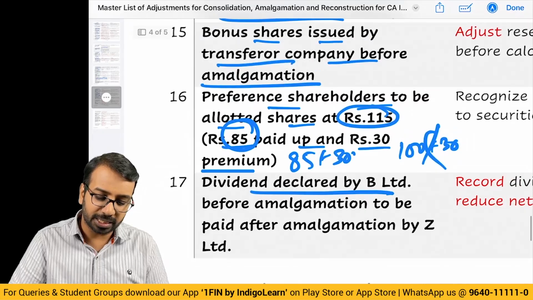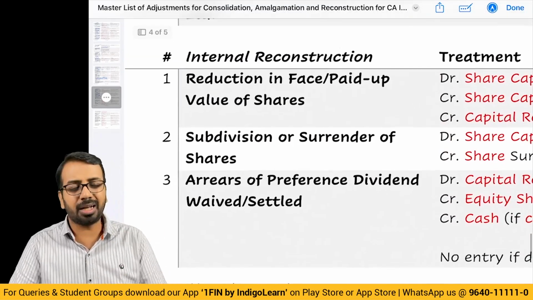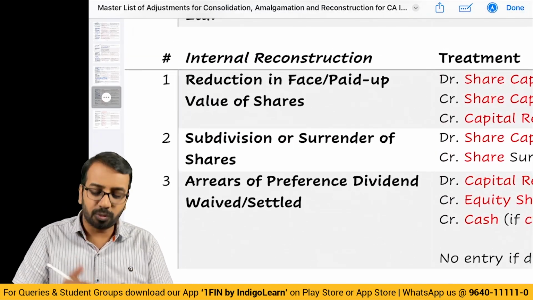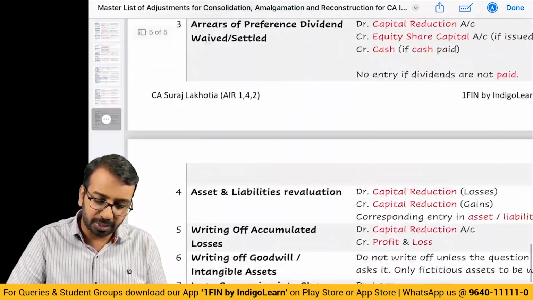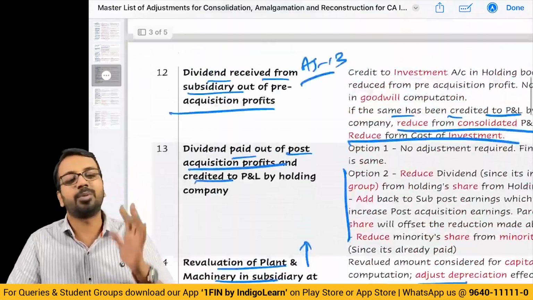Okay, so that is as far as the amalgamation is concerned. For reconstruction, I don't think I need to explain again and again. If at all you are stuck with some point, just quickly go through these journal entries, 14 adjustments that I have given. That will be more than sufficient.